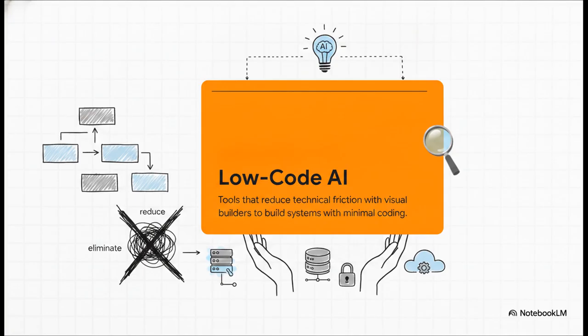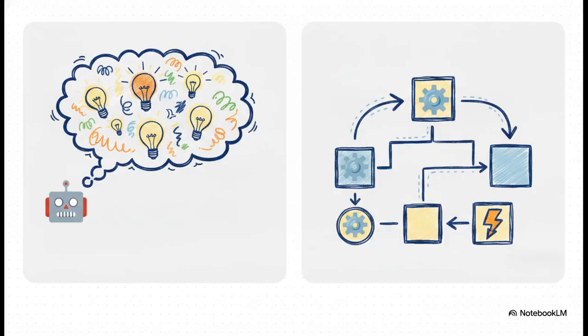But notice the absolute key phrase here, they reduce technical friction. They don't eliminate it. A traditional software project means writing code, connecting databases, managing permissions, the whole shebang. Low-code AI simplifies parts of that, but it definitely doesn't guarantee your result is secure or scalable unless you set up a clear structure. And this clears up probably the most common beginner misconception out there.